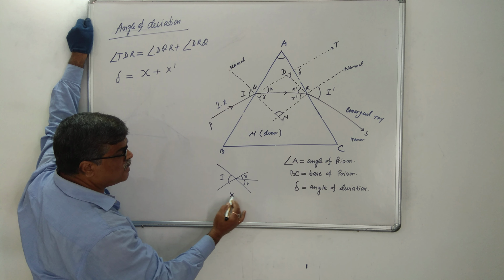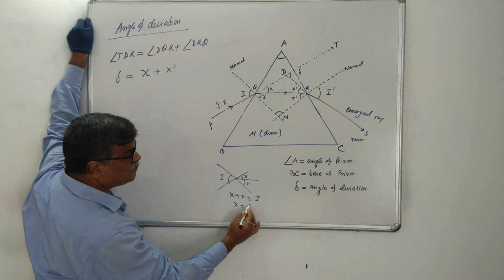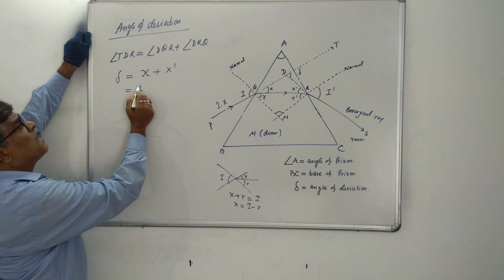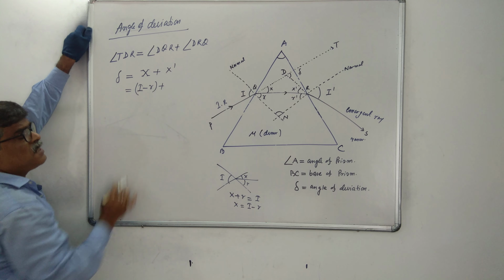So what is the result? x plus r is equal to i. So what is x? i minus r. So this is equal to i minus r plus, what is x dash?